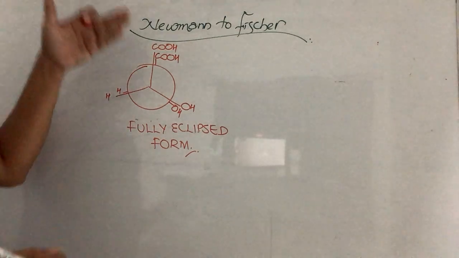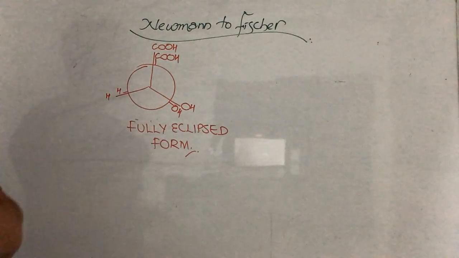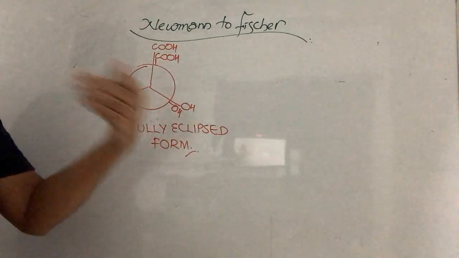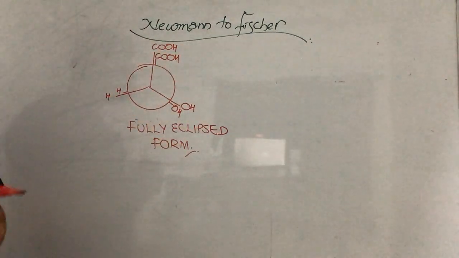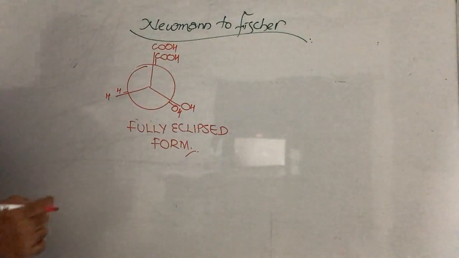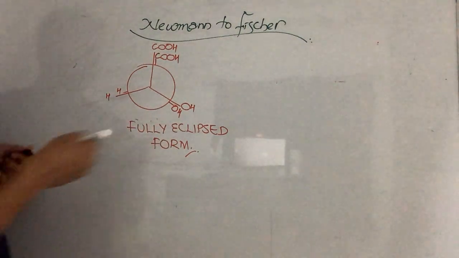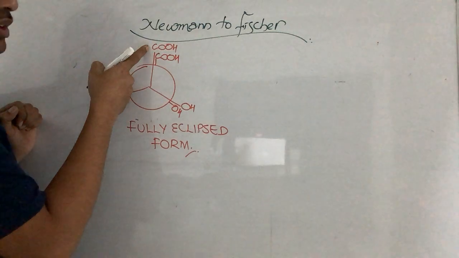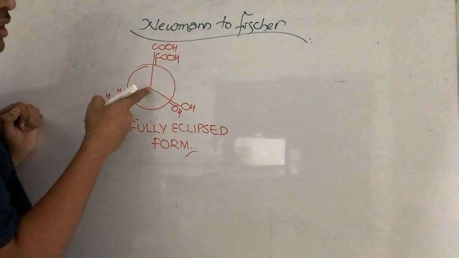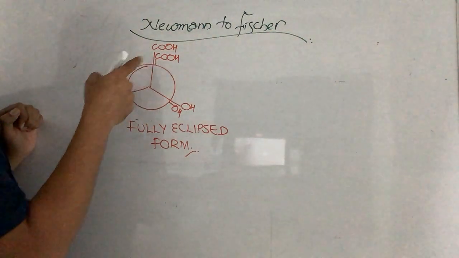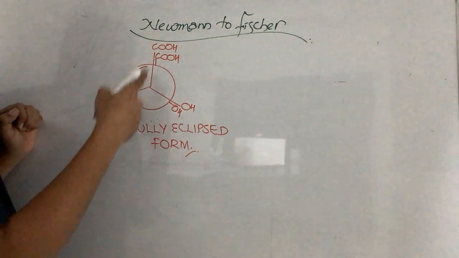So you have to take the eclipsed form only. If it is given in Gauche form or some other form, convert that into eclipsed form. Now you can see, it's very simple. This is the first COOH. Then this is the carbon. Behind this, one more carbon is there. Under that carbon, this COOH is there. Now this is all on one line.